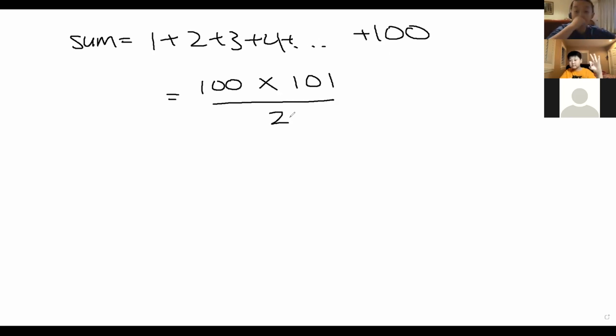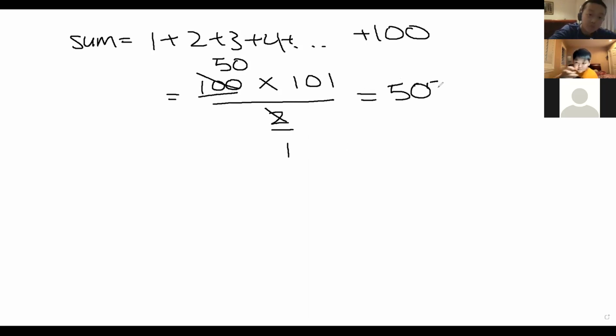Right. So we've learned, or you should have learned before, simplification in terms of mathematics, right? So this is 100. This is 2. I can simplify these, right? This simplifies to 50 and 1, which means this is the same as 50 times 101, which is 5,050.